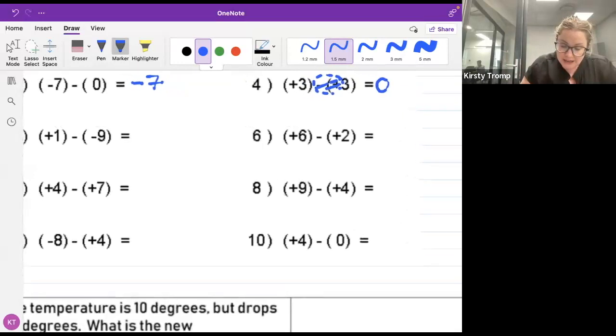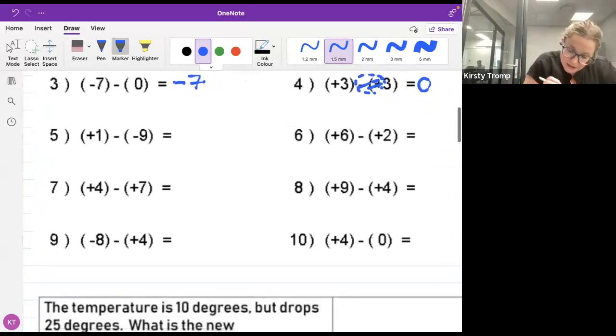All right, I need to draw a circle around them. Because the signs are the same, what happens? I cross them out and they become a positive. So I've got 1 plus 9. 1 plus 9 will give me 10, everybody.